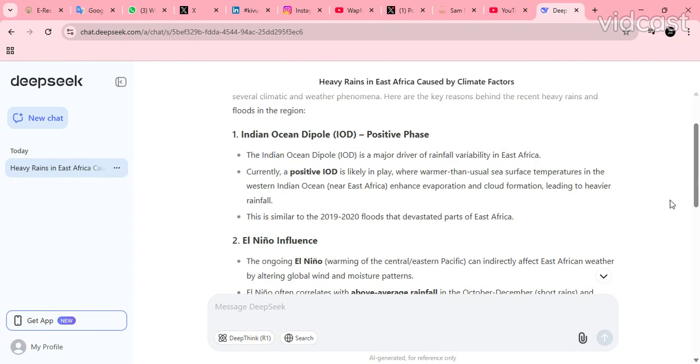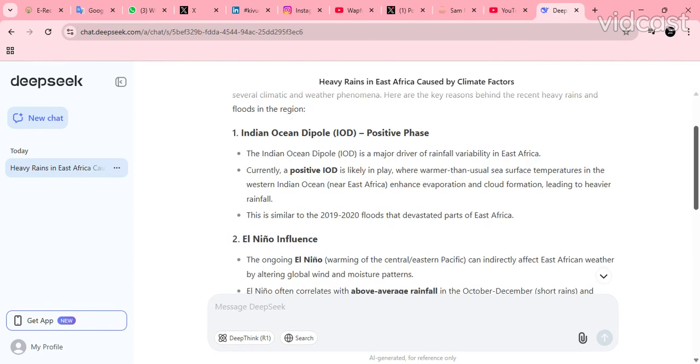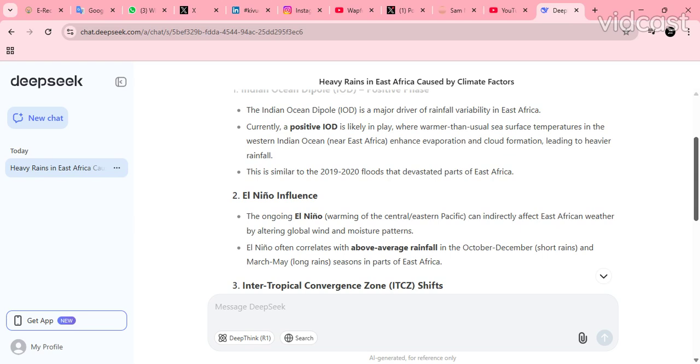The first of all is the Indian Ocean dipole, abbreviated IOD. The Indian Ocean dipole is a major driver of heavy rainfall variability in East Africa. Currently, the positive IOD is likely in play, where warmer than usual sea surface temperatures in the western Indian Ocean near East Africa enhance evaporation and cloud formation, leading to heavy rainfall. This is similar to the 2019 and 2020 floods that devastated parts of East African cities.